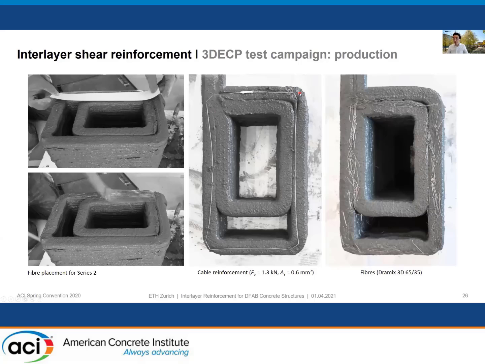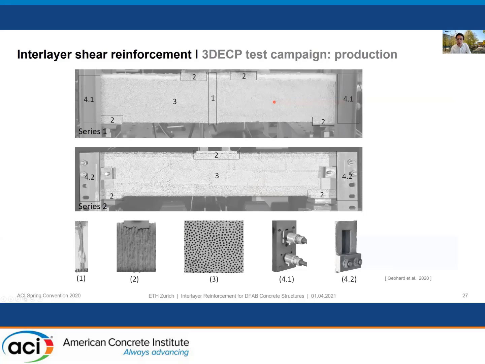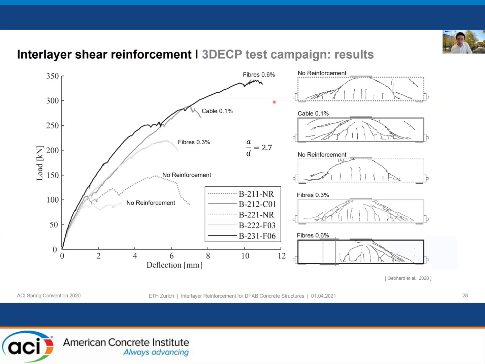When we were producing these beams, we did not have automation of the cable or the fiber placement. This was a proof of concept, and both the fibers and the cable were placed manually. Then we speckled the samples and instrumented them with digital image correlation to measure continuously the crack kinematics in this test. Here you see the results of load and deflection, and on the right the crack pattern at failure.